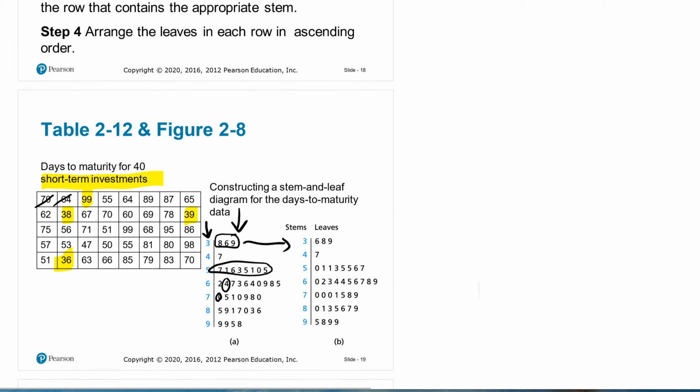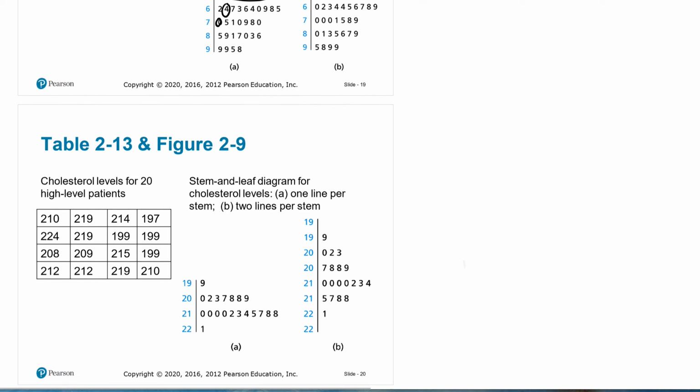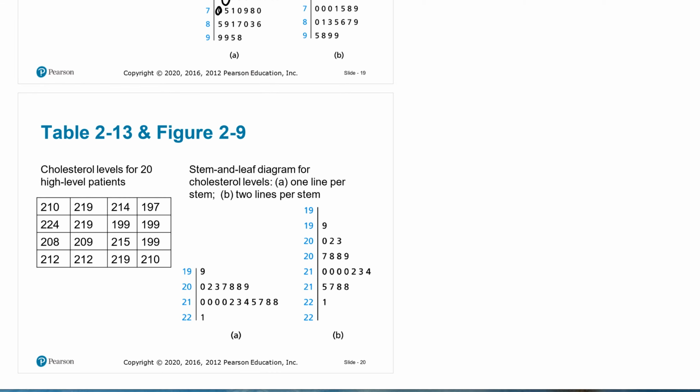The next one talks about a 3-digit number. As I said, the smallest number you see here in this small table is 197. So they start with 19 and then went 20, 21, 22. So 197, and then we have 199, 199 again. Okay, these are in the 19s. In the 20s, we have 209, 208.